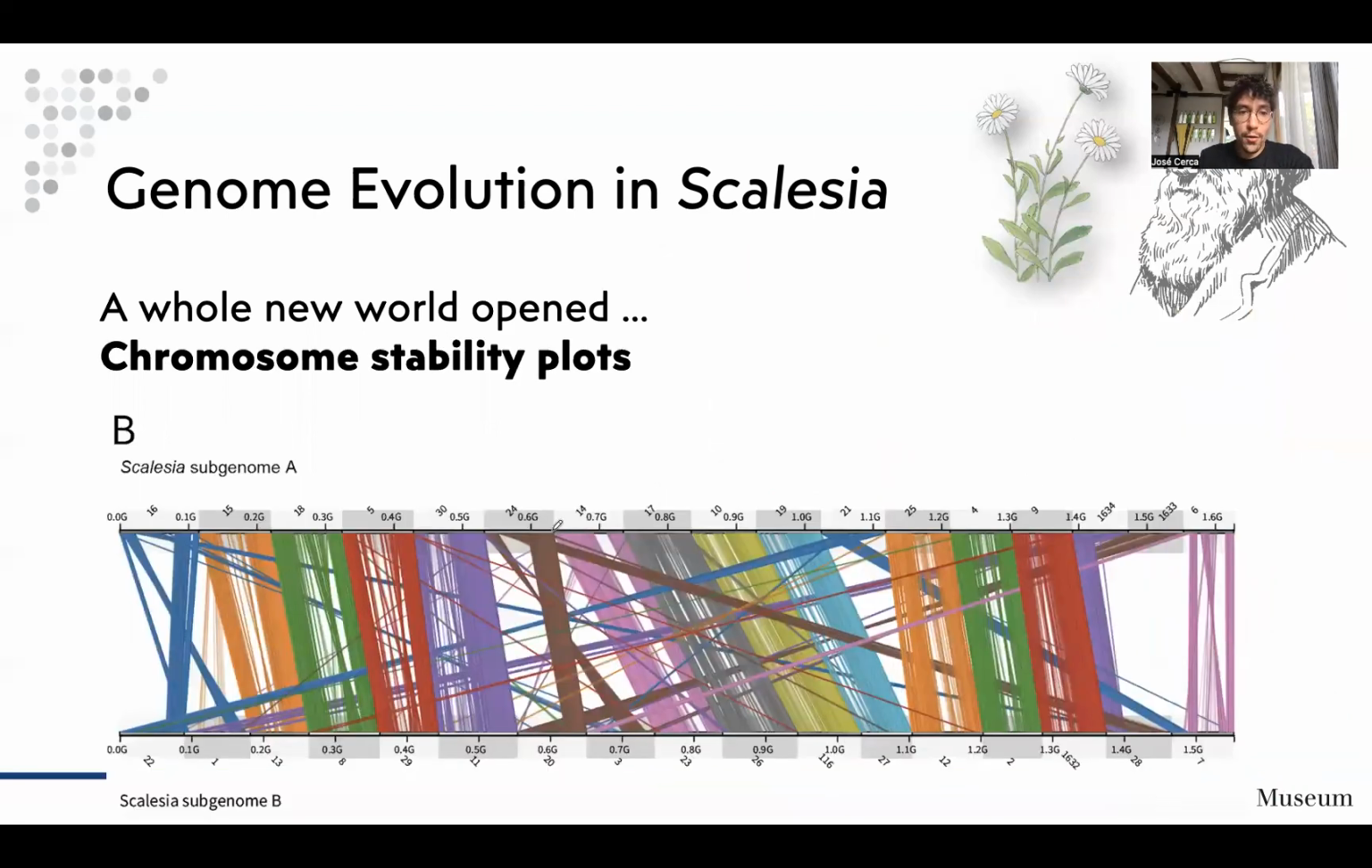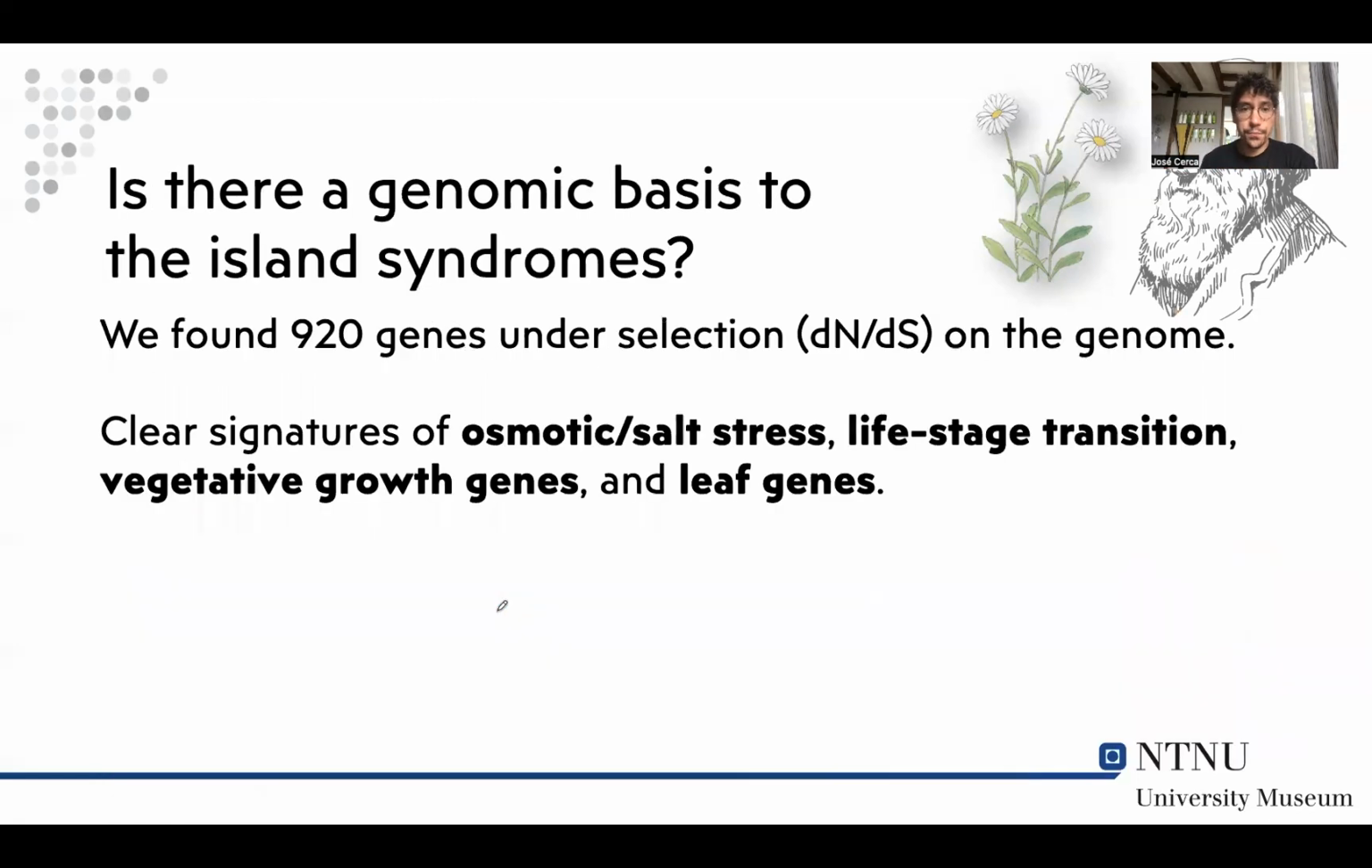We could do these chromosome stability plots, and above you have subgenome A, below you have subgenome B, and you do see that, for example, 13 and 15 are conserved, the same with 18 and 8, but then there are some of these that kind of move around. This was something cool for us to observe, that some of these chromosomes were actually conserved and others not.